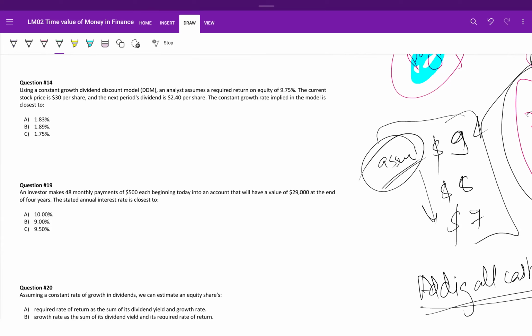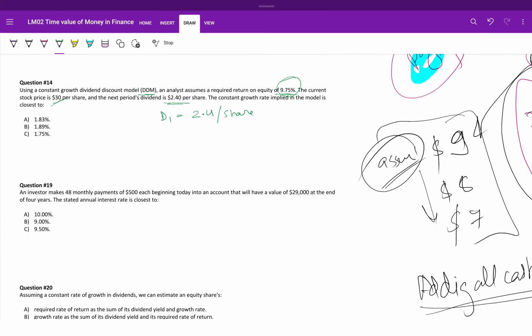So using a constant growth dividend discount model, the analyst assumes the required rate of return is 9.75%. The stock is currently priced at $30 per share, and the next period dividend is 2.4. D1 is 2.4 per share.